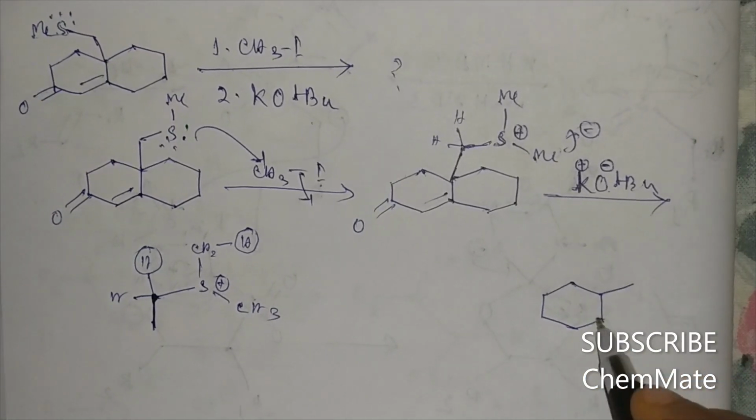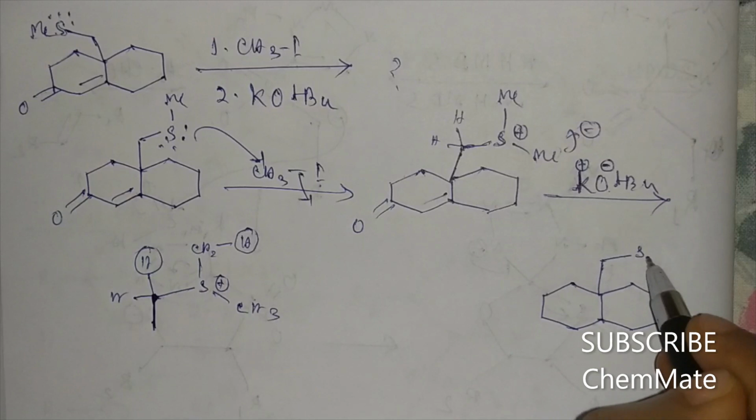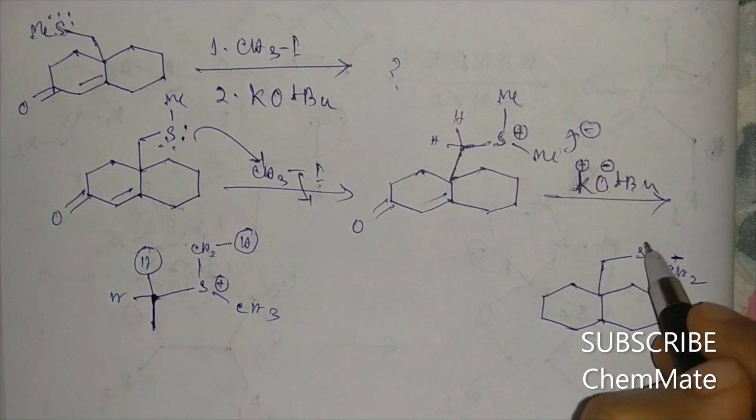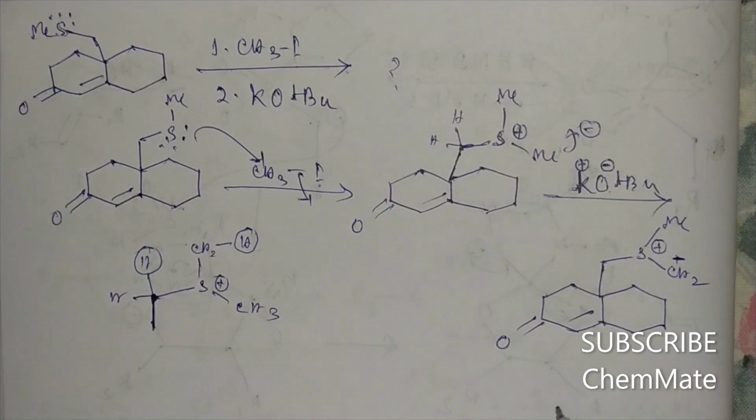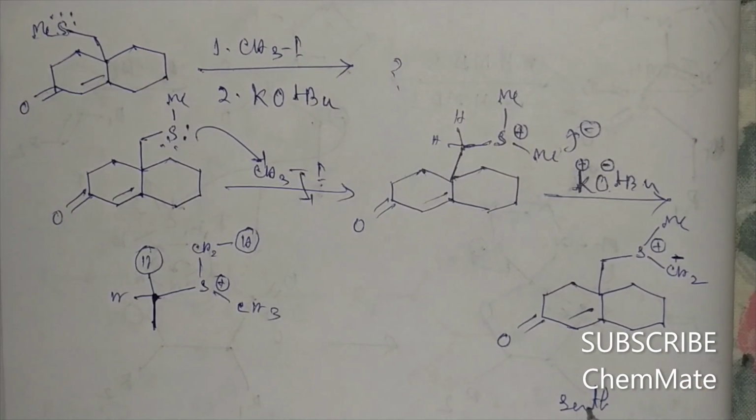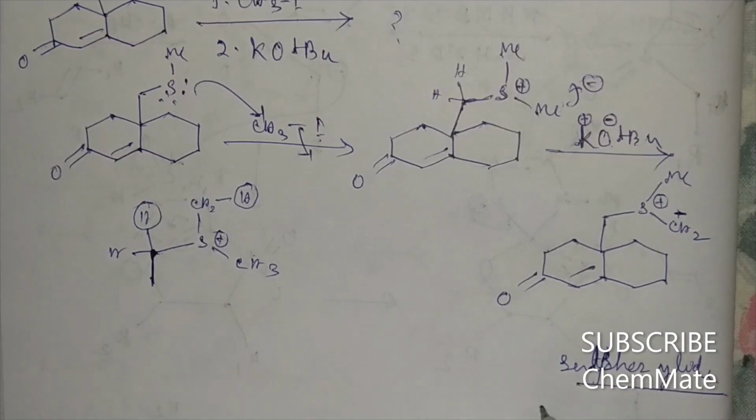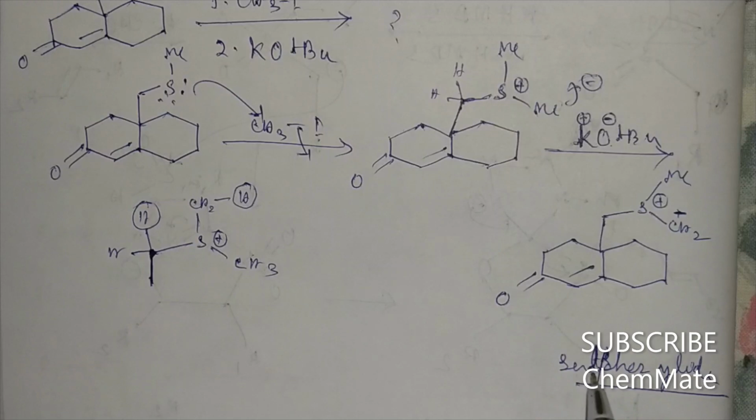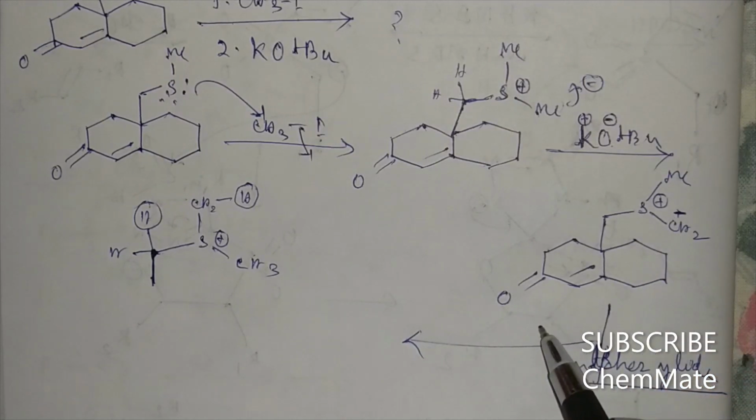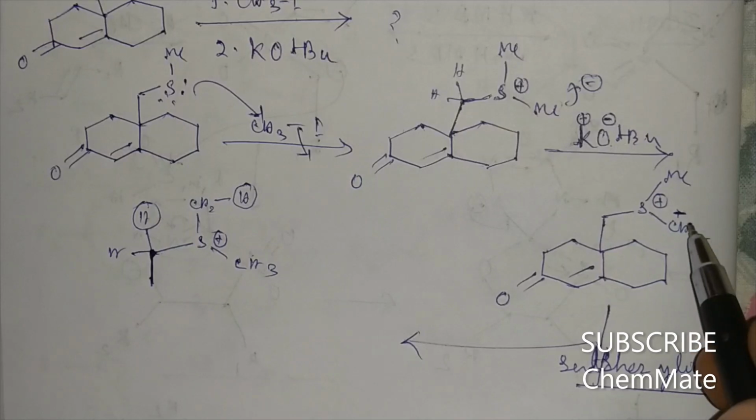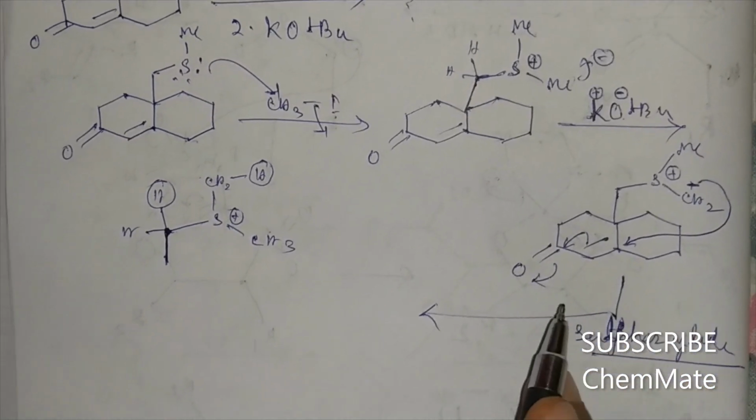So the corresponding anion will be formed. Let's say this is CH2 minus, SMe2 plus. This is called an ylide, sulfur ylide. Now what will happen? It will act as a nucleophile and 1,4 addition will take place, that is a conjugate addition will take place. So this anion, this nucleophile will attack this carbon and a conjugate addition will take place.